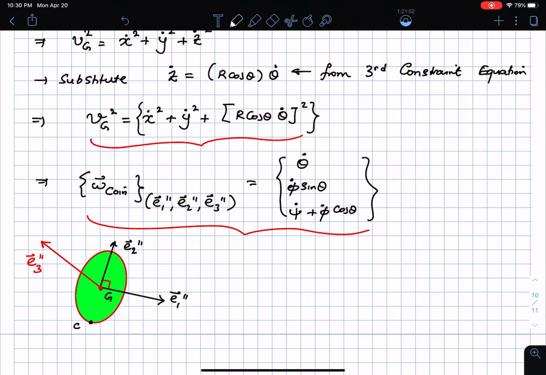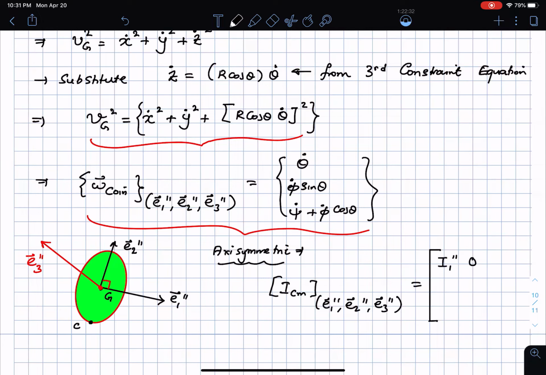So I center of mass can be defined as the following. Okay, so this is a symmetric, axisymmetric body, which means that I center of mass with respect to the E1 double prime, E2 double prime, E3 double prime coordinate frame is going to be the following. Okay, so let me write that straight. This is going to be I1 double prime, 0, 0, 0, I2 double prime, 0, 0, and then I3 double prime.